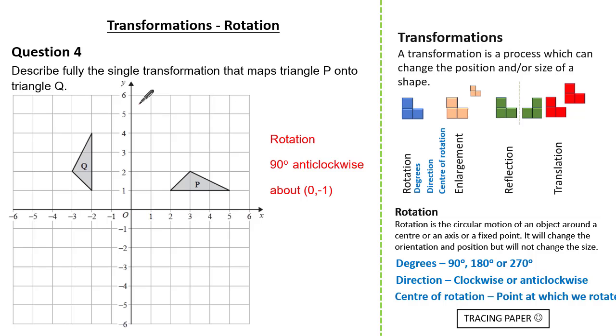So we know the single transformation is rotation, the angle is 90 degrees, and the direction is anti-clockwise. And the center of rotation is 0, -1. An alternative answer would be rotation as our single transformation, 270 degrees clockwise, with our center of rotation of 0, -1. So in summary, we've gone through two different types of rotation questions.